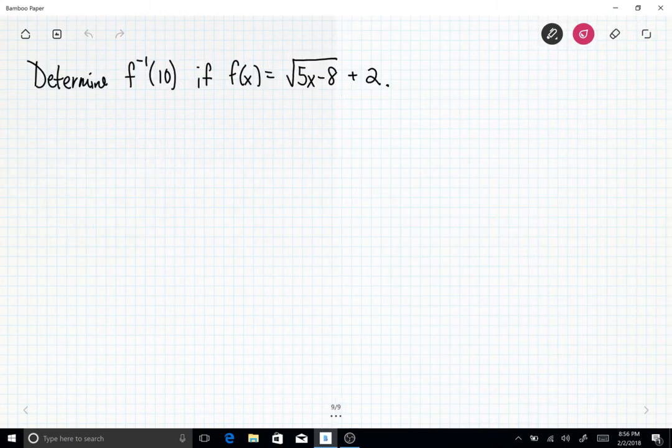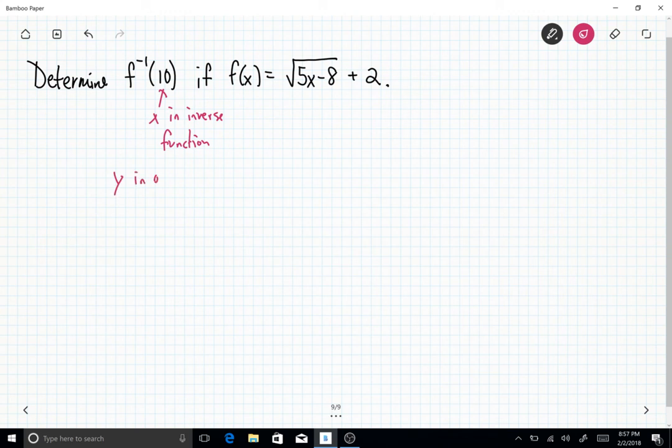Okay. So last but not least, this might look like we have to calculate the inverse. This usually goes in for the x in the inverse function. But if it's x in the inverse function, that means it's the y in the original function. Right? Because that's all inverses are doing, reversing roles. So when we look at this, remember f of x is the whole y, so we just need to replace that with 10. 10 equals the square root of 5x minus 8 plus 2.